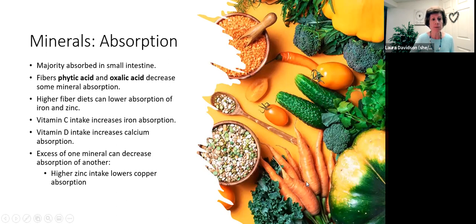Minerals are mostly absorbed in the small intestine, and we mentioned fibers. Two in particular do decrease mineral absorption quite a bit, phytic acid and oxalic acid. So high fiber diets can lower the absorption of iron and zinc. Now, I want to mention something right here. This does not mean that high fiber diets are a bad thing. It does mean if you're consuming a high fiber diet, you need to make sure that you're consuming enough vitamins and minerals, especially minerals, because fiber can lower mineral absorption.